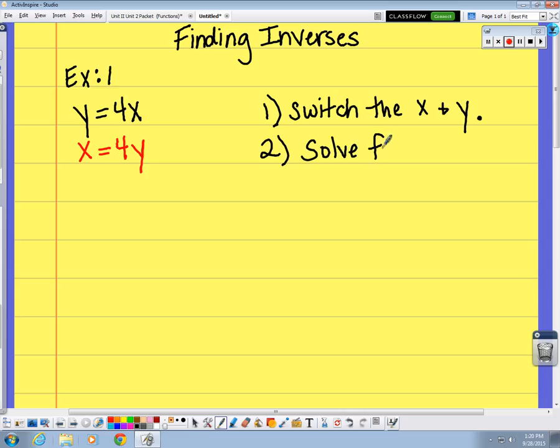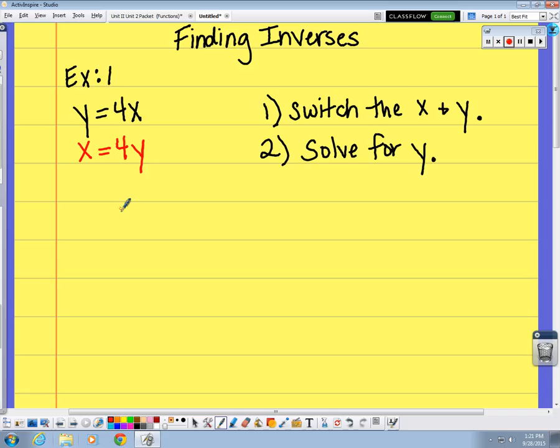Once you have switched the x and the y, you're just going to solve for the y. So look over here. How would we solve for that y? What does solve for y actually mean? Solve for y means divide it? Well, in this case, yes. But what does solve for y in any problem mean? Doesn't it mean get it by itself?